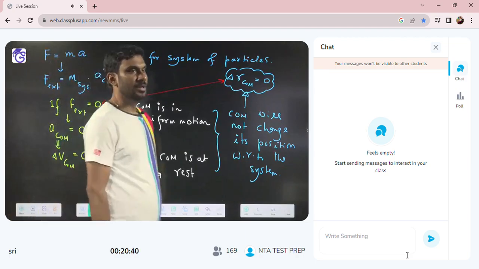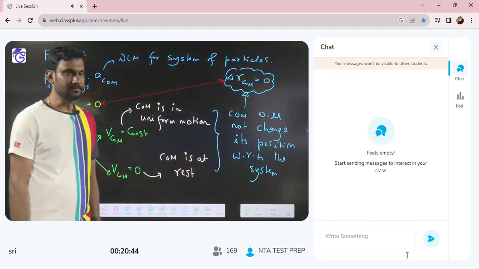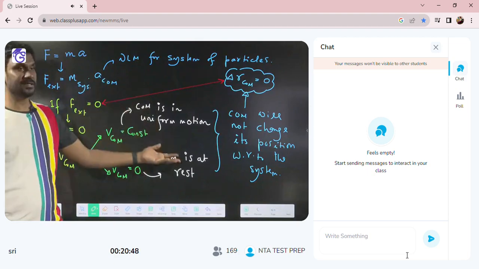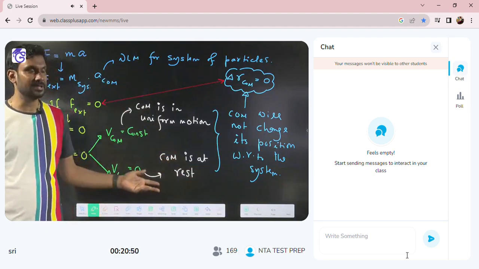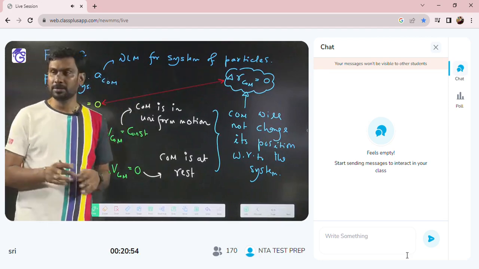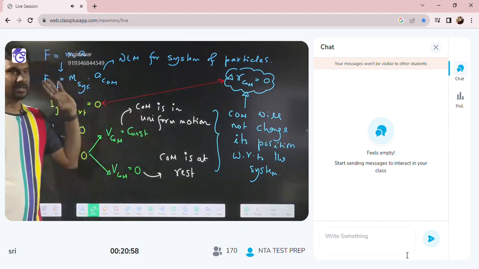So now let us see the applications. Now we will see the applications where we can apply this. But remember these points because this can come as an assertion-reason question, where the concept is very, very important. Otherwise, if your concept is not clear, you cannot answer by guessing. So remember this concept. Okay?